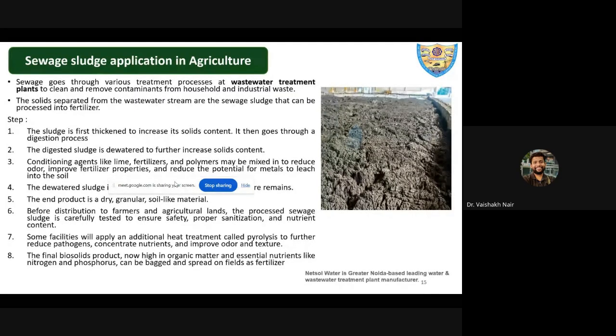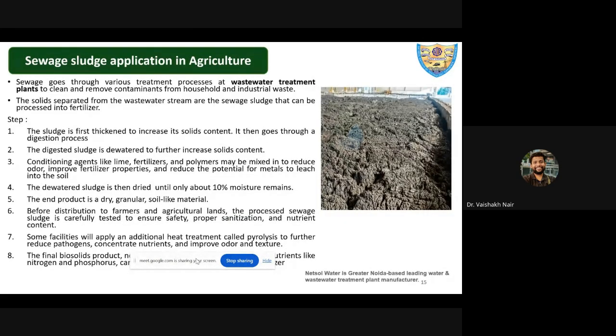So coming back to the fourth point, the dewatered sludge is then conditioned again. They add lime so that the pH is increased, so if it is acidic, they will increase it. They add certain chemicals, because one of the major problems with this sludge is that odor is one thing and pathogens are another. These are the two main things to be noted down. So you have to reduce them, and then reduce the potential of metals.